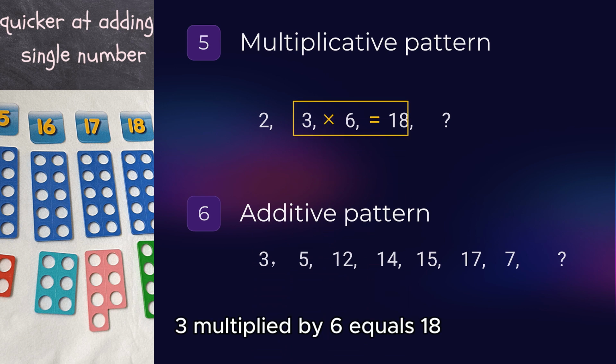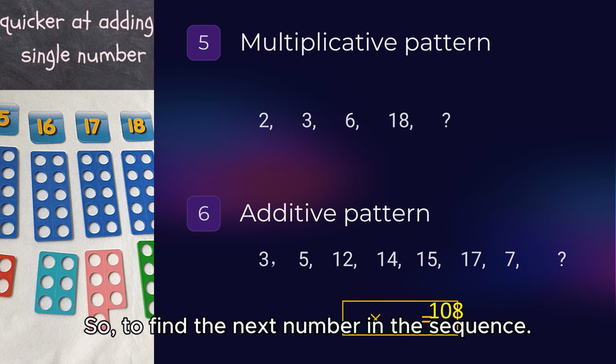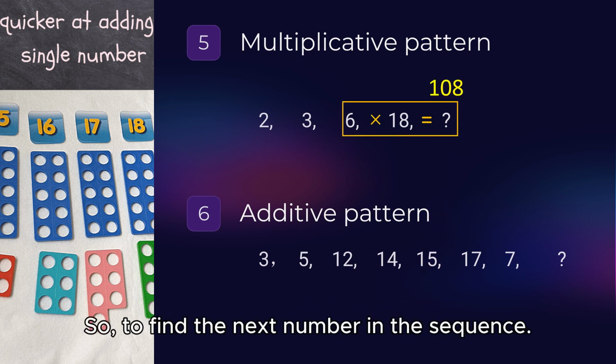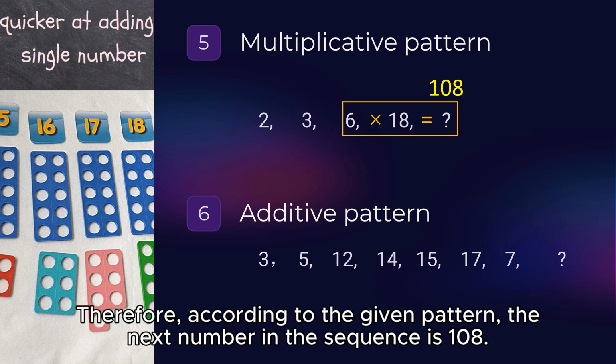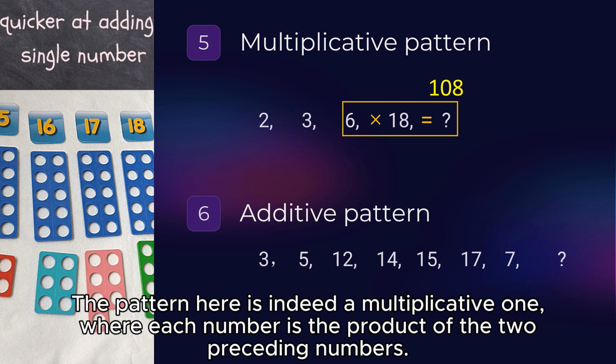3 multiplied by 6 equals 18. So, to find the next number in the sequence, 6 multiplied by 18 equals 108. Therefore, according to the given pattern, the next number in the sequence is 108. The pattern here is indeed a multiplicative one, where each number is the product of the two preceding numbers.